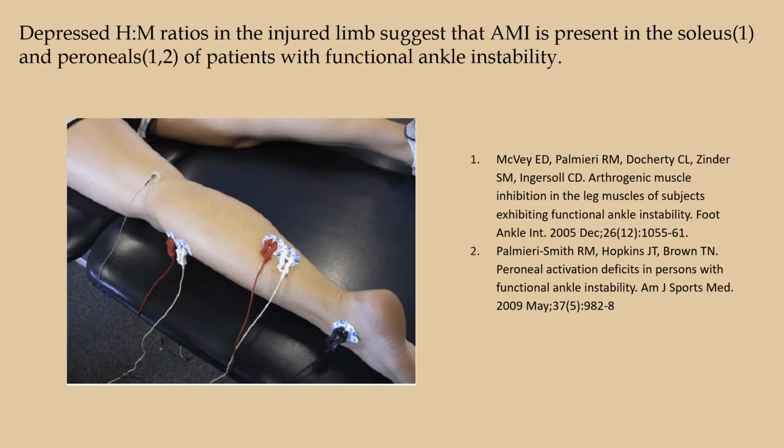We talked earlier about the H to M ratio, which is a measurement of inhibition. In this study, a couple of studies, they've looked at patients with functional ankle instability, which is characterized by episodes of giving out or locking up in patients post-ankle injury. And they discovered in these patients they had depressed H to M ratios, which indicates AMI.